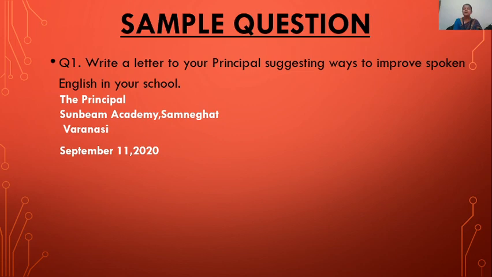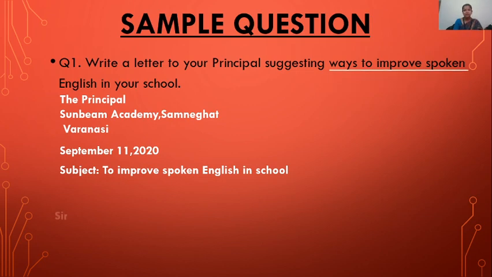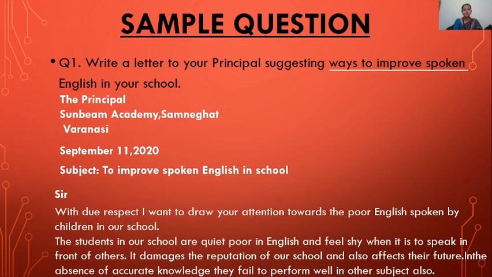Now, what should we write next? The subject, my problem. What is my problem here? To improve spoken English in school. Here you can see, beta, the problem is always given in the question. So you only have to pick that problem from the question and write it in the subject. Here you can see in the question it is written ways to improve spoken English in your school. So the same problem is given in the subject: to improve spoken English in school. Clear? Now let's come to the salutation. Okay? Now let's come to the body.